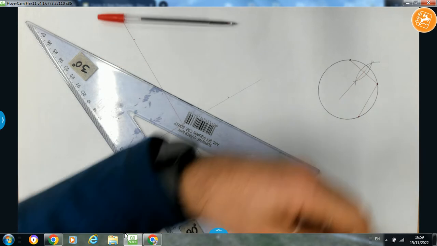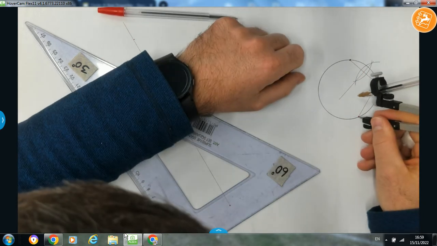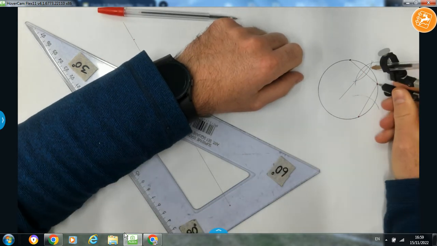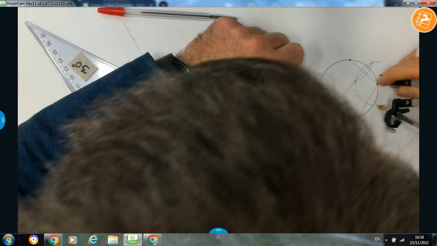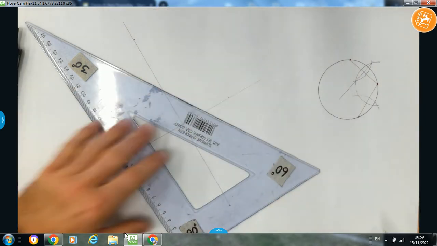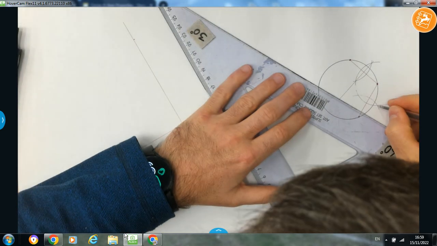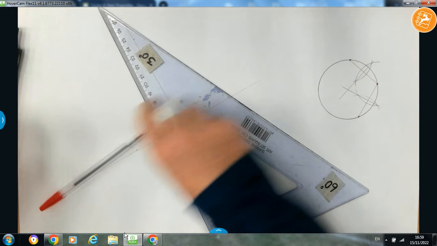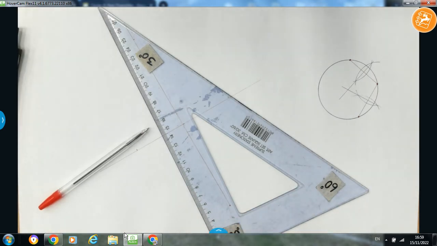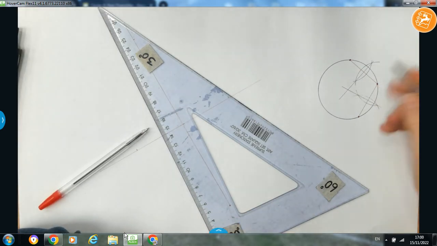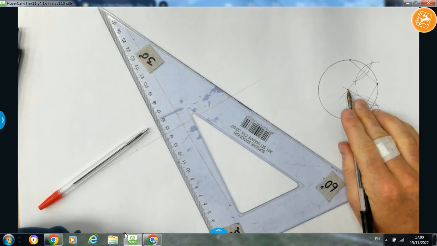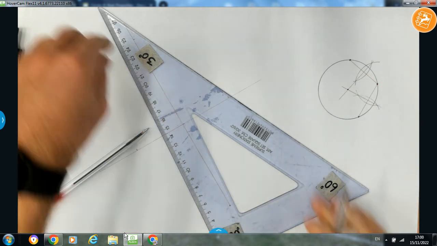Once again, bisect the other chord. So I'll pick a distance greater than halfway. There we go. And where I bisect the other chord. Now, what that has identified to me were the two chords that were bisected, where the two bisectors cross each other. Right there, I have now found the center of my circle.